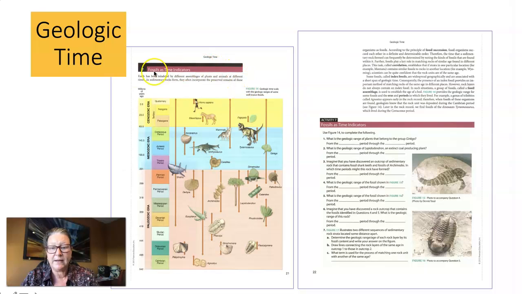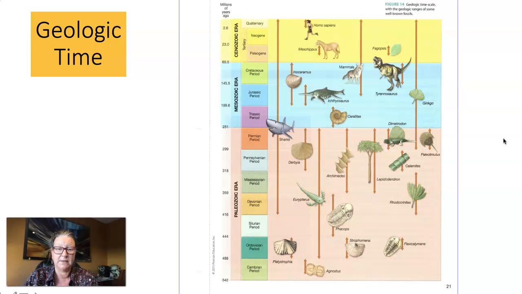The next 3 pages are activity 7, and those are a little more complicated. First of all, you want to read about activity 7 by reading the very top of page 21 and then page 22. And we're going to be looking at this geologic time scale with a bunch of fossils, because fossils can help us date rocks. If we know that a fossil was only around in the Cretaceous, then we find a rock with that fossil, we know we have Cretaceous rocks.